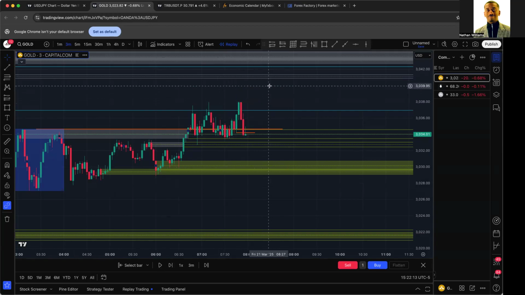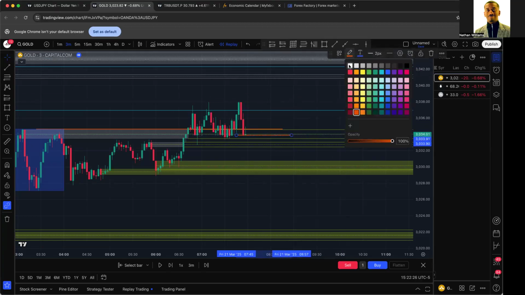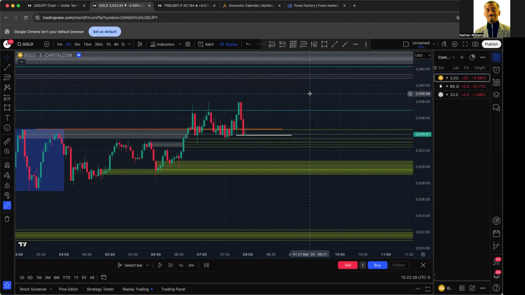So two things I'm going to want to do. Number one, I'm looking for my entry. I can put an entry here right when it had the CSD. That's the first entry, if you don't want to wait for the pullback. You'll learn more as you trade a certain asset class. Either you'll get in and not wait for the pullback, or you will.